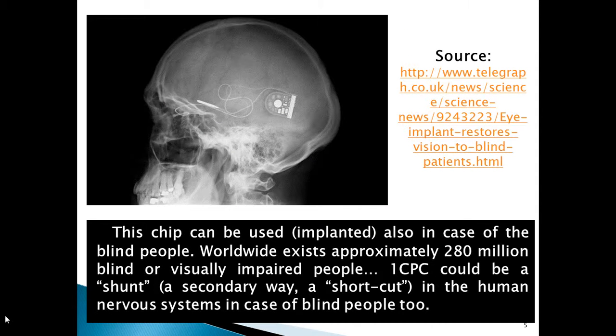This chip can be implanted also in case of blind people. Worldwide there exist approximately 280 million blind or visually impaired people. 1CPC could be a shunt, a secondary way or a shortcut in the human nervous system in case of blind people too.